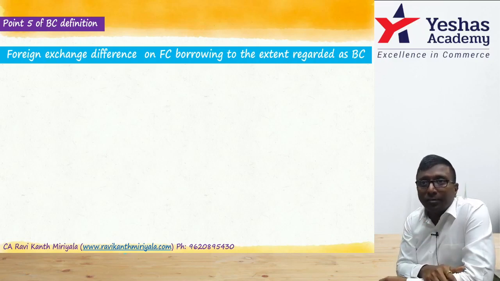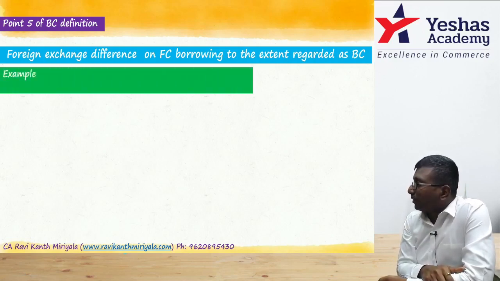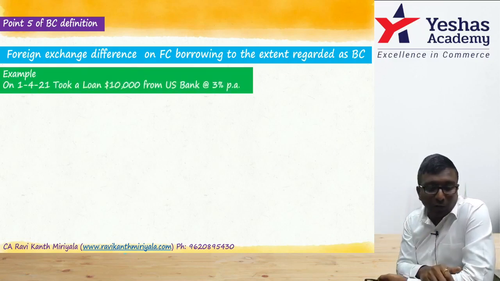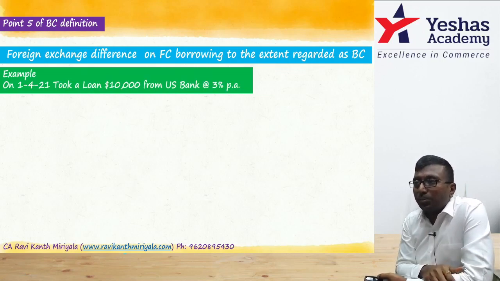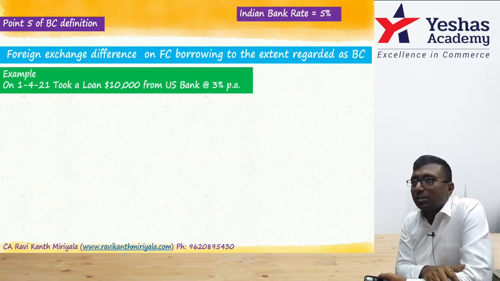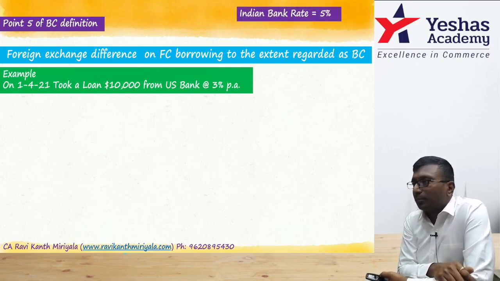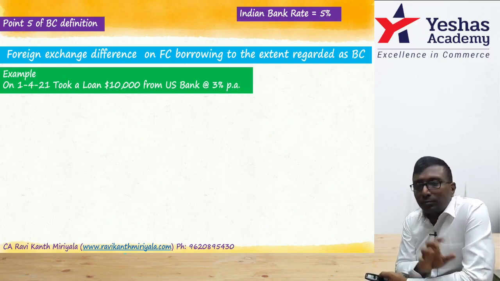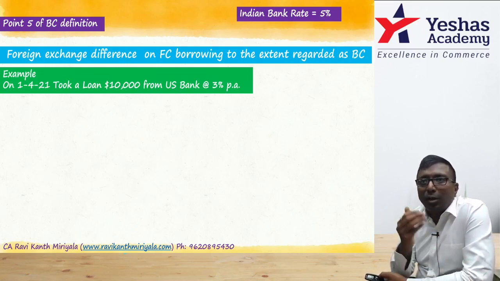Okay, right. Listen carefully. Now suppose, one small example, for this word one example is required. First example, on 1/4/2021, you took a loan in dollars, $10,000 from some US bank at the rate of 3% per annum. Correct. So why did you go to the US, sir? Why you went to the US means the Indian bank rate was a bit higher, 5%. 2% is not a small thing. Correct? 2% is like 67%. Difference 3 to 5. Big difference is there. That's why you went to the US bank and you borrowed some money.